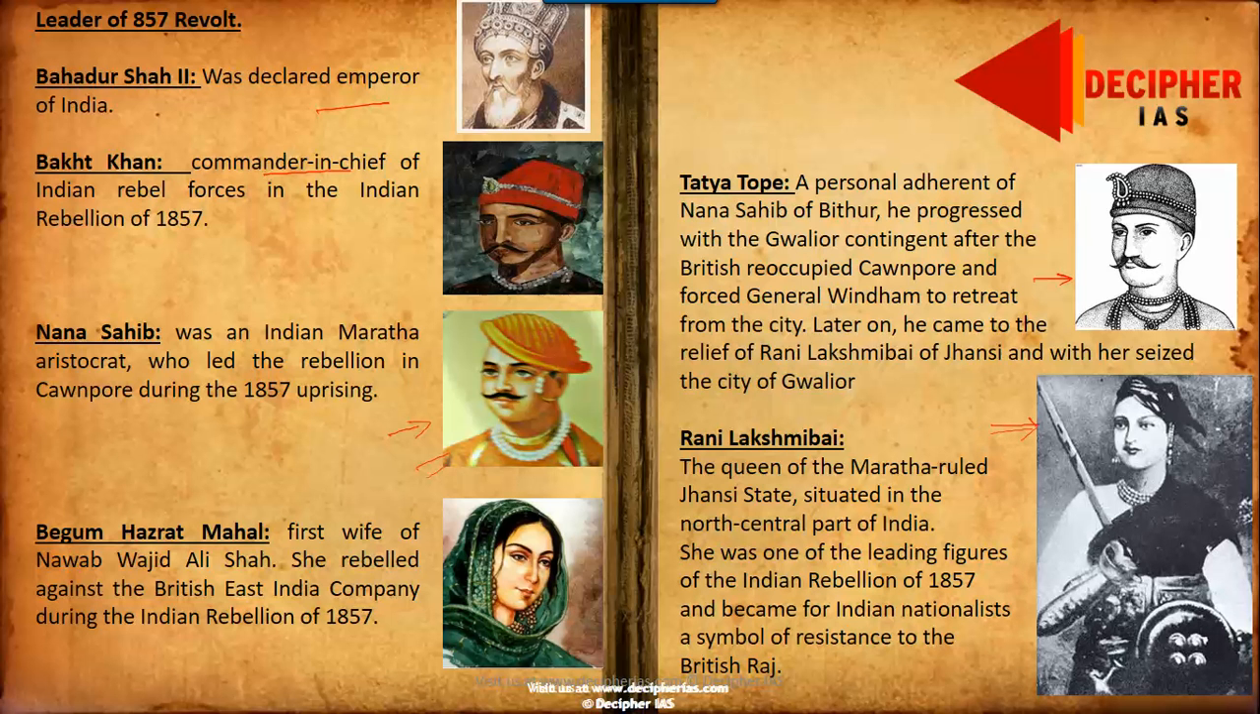Rani Lakshmi Bai, here in a portrayal as a sawar, was queen of the Maratha-ruled Jhansi state. It is situated in the north central part of India. She was one of the leading figures of the Indian Rebellion of 1857 and became, for Indian nationalists, a symbol of resistance to the British Raj.